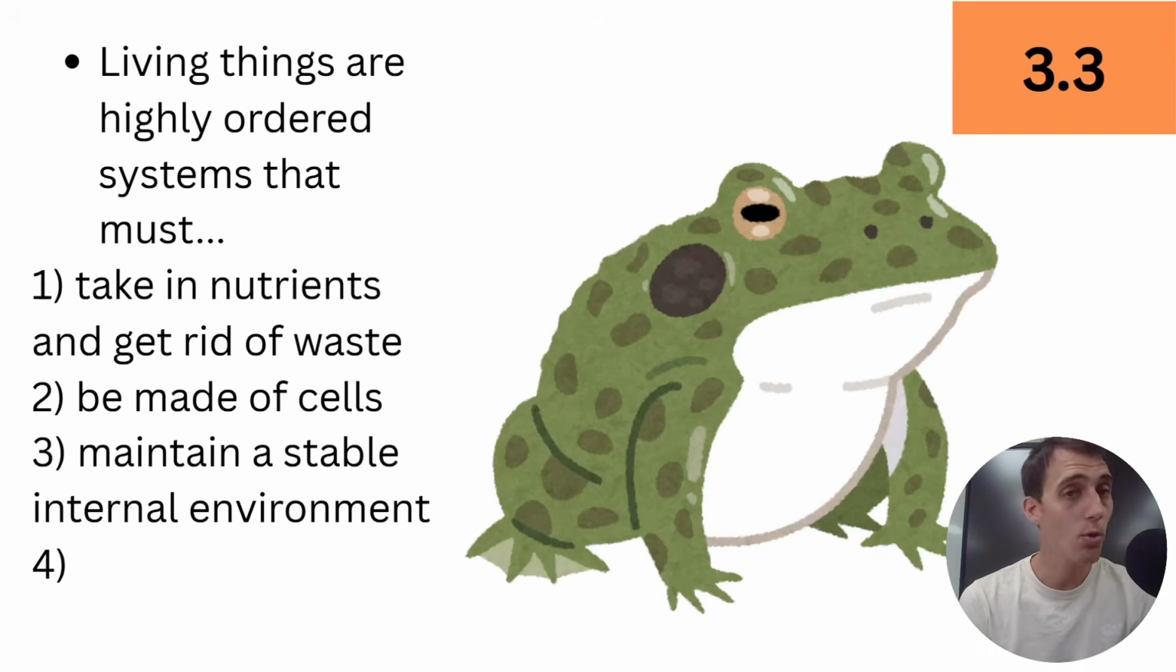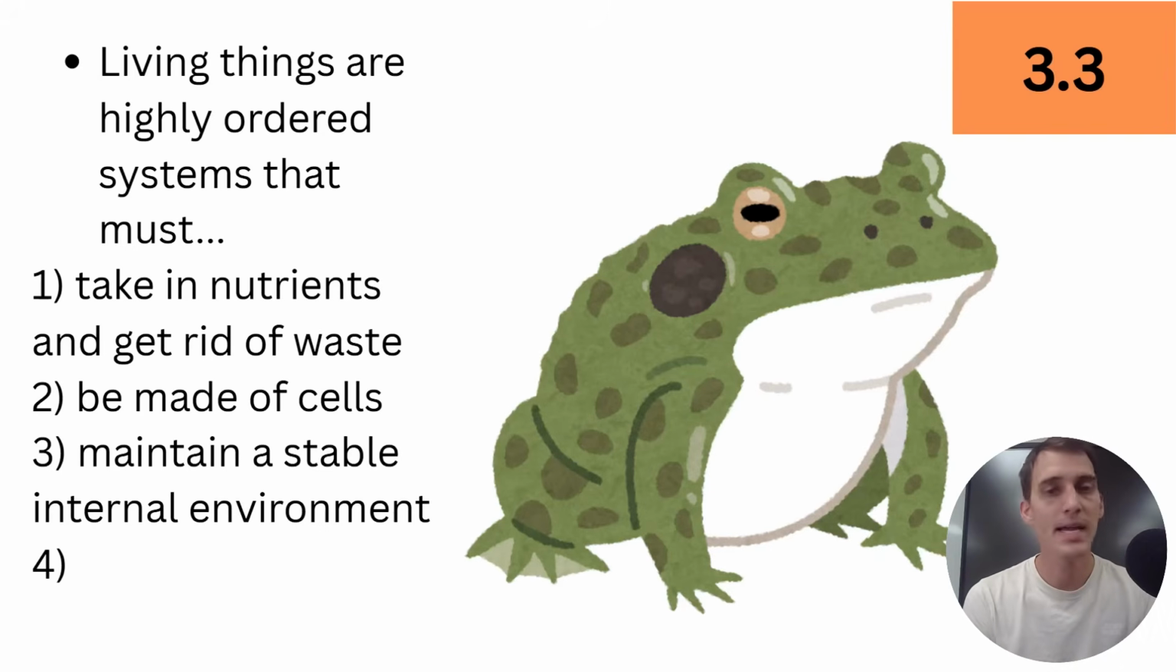Living things are highly ordered systems that must: 1, take in nutrients and get rid of waste. All right, we talked about that in Unit 1 a little bit. Unit 2 is all about cells, so number 2 is be made of cells. So all living things have to be made of cells.